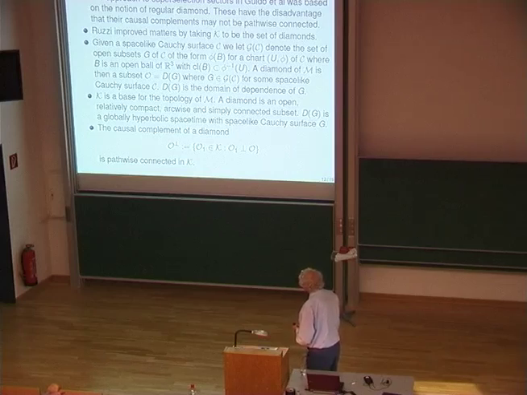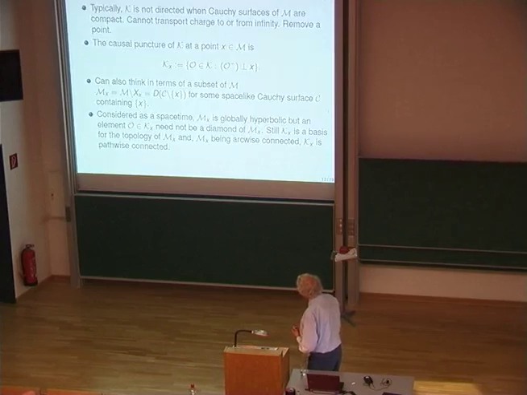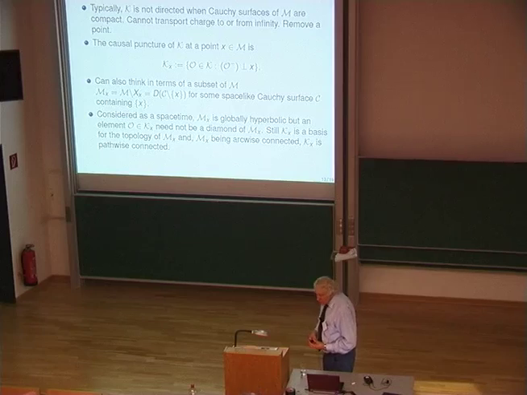And this domain is itself a globally hyperbolic space-time, and the space-like Cauchy surface is just G. And furthermore, the causal complement of a diamond is pathwise connected in K. So okay. So the two adjacent slides I have explained, and therefore I assume there is nothing else which is missing, and that's the end of my talk.